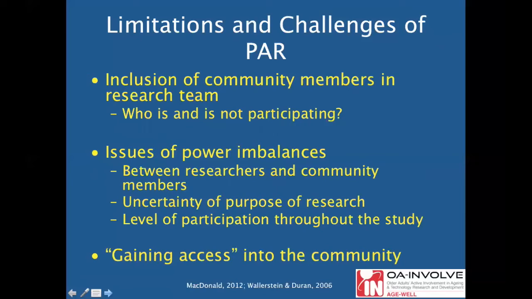And limitations of PAR include PAR being potentially misused. If it's seen only as a tool without regard for its original purposes, it may be manipulated by outside researchers to promote their own causes and validate their own research. Next slide.